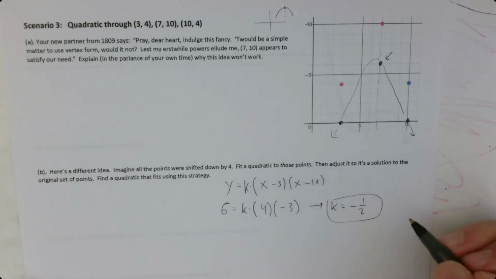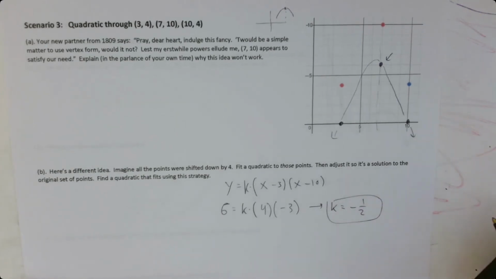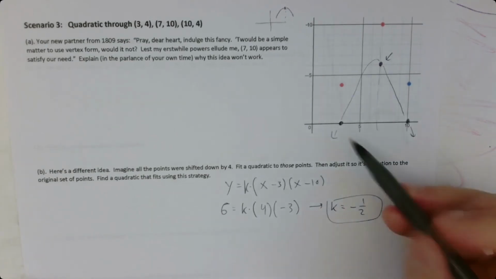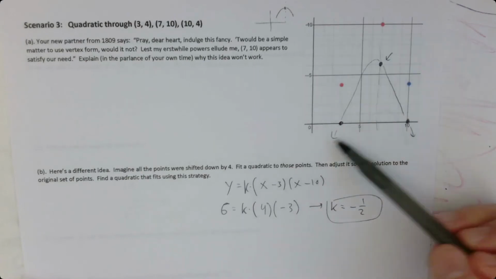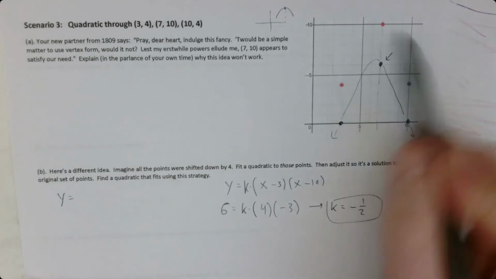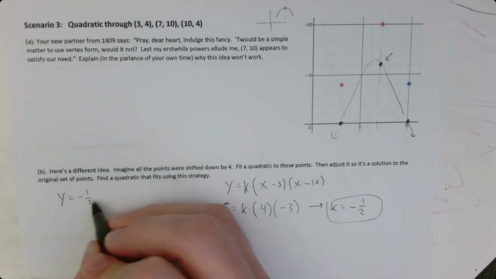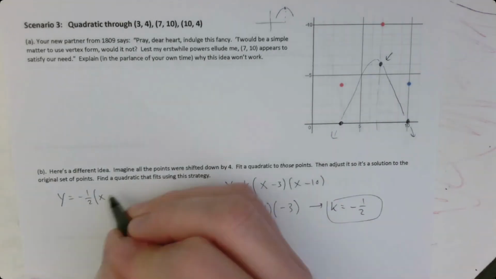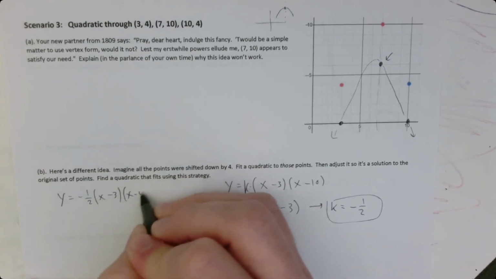Cool. So we found an equation that works. But wait. The equation that we found is an equation not for our original points, but for these points. So how can we make a curve that fits the original points? Let's rewrite it over here. So x minus 3, x minus 4.